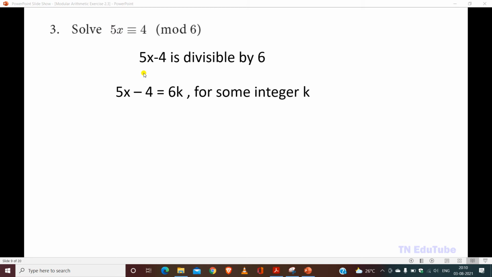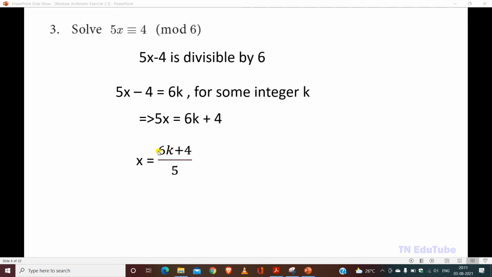Then third question, solve 5x congruent to 4 mod 6. Solve means here you get more than one value for x, isn't it? So 5x minus 4 is divisible by 6. That means we can write it as 5x minus 4 is equal to 6 into k. From this you find the value of x. So 5x equal to 6k plus 4, x equal to (6k plus 4) by 5.